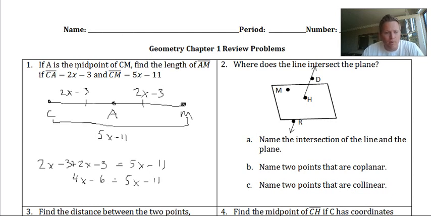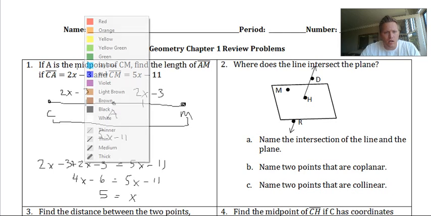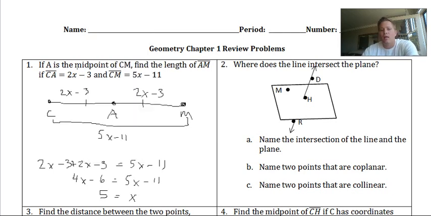I'm going to subtract 4x from both sides, and this is going to give me x. I'm going to add 11 to both sides, and this is going to give me 5. So I get x equals 5, but again, I have to be careful because it didn't ask me what x was, it asked me what the length of AM was. So I'll change colors right here to red. I'm going to plug this 5 back in for x. So I'm going to get 2 times 5 minus 3, which is 10 minus 3. 10 minus 3 is 7. My final answer is the length of AM is 7.